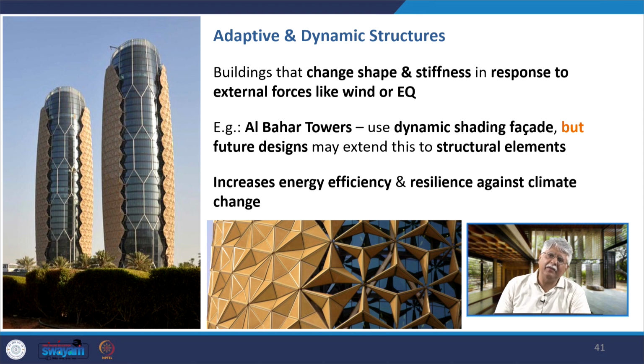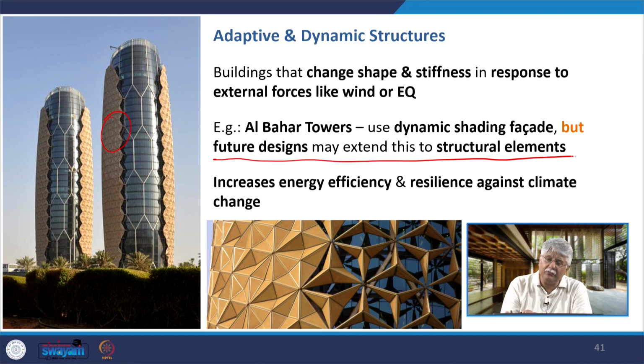Another development that is happening is the development of adaptive and dynamic structures. The buildings change shape and stiffness in response to external forces like wind and earthquake. An example is the Al Bahar Towers, which uses a dynamic shading facade, but this is primarily meant for energy efficiency and thermal comfort. In the time to come, this same idea in future designs may extend to structural elements. So, this is an indicator of what might come in the future. Currently this kind of facade increases energy efficiency and provides resilience against climate change and gives good thermal comfort.